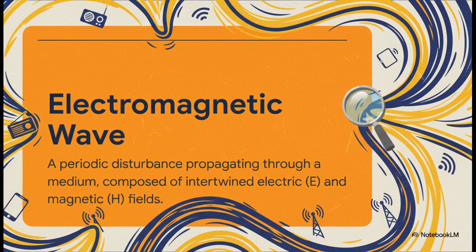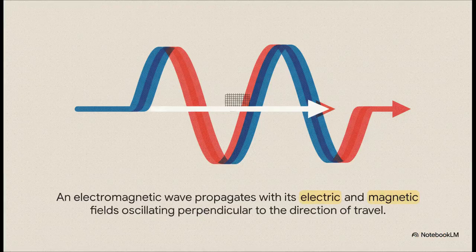And this disturbance is made of 2 parts that are just completely intertwined, an electric field and a magnetic field. They're basically dancing together as they travel. This wave is what's carrying the signal for your radio, your cell phone, your Wi-Fi, all of it. And this image, it shows that dance perfectly. See the electric field oscillating up and down? And the magnetic field goes side to side.